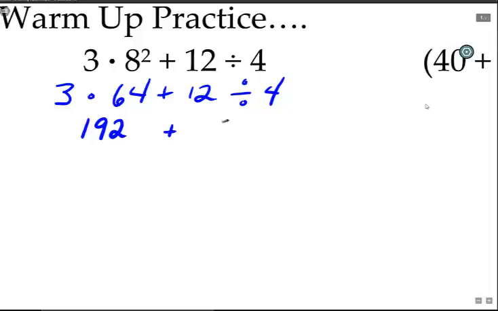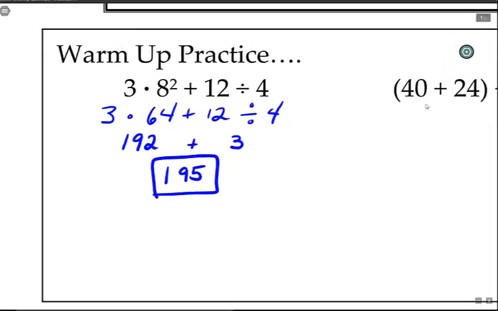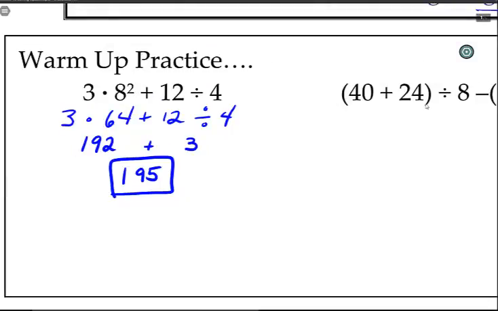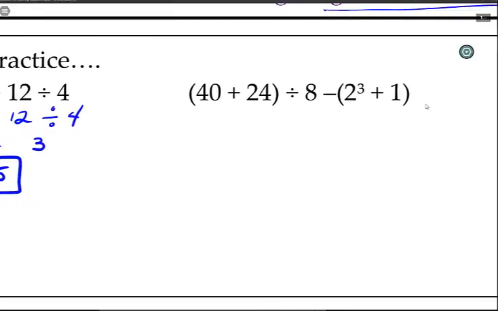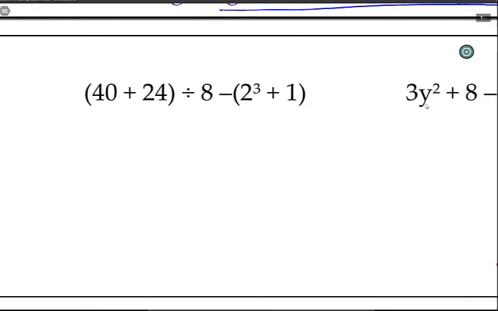And we do our dividing. 12 divided by 4 is 3. So our answer, very simply, is 195. This is also a reminder that I would like you to work down on your paper and then box your answer. Our next problem, we have 2 sets of parentheses.